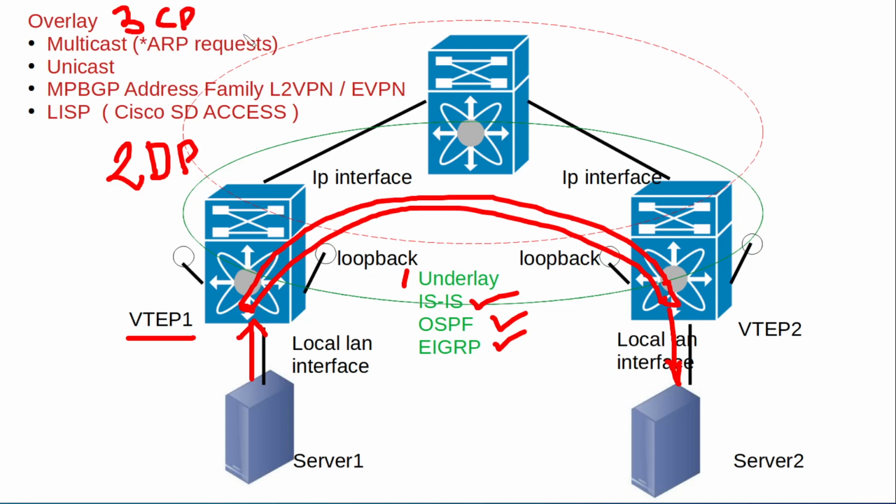So you have to choose which control plane you will be using. You can use multicast, which is very good to send ARP requests. You can use unicast, you can use multiprotocol BGP with the address family Layer 2 VPN EVPN. In this case, BGP learns MAC addresses. Or if you're using, for instance, the Cisco SD-Access framework, you will be using LISP.